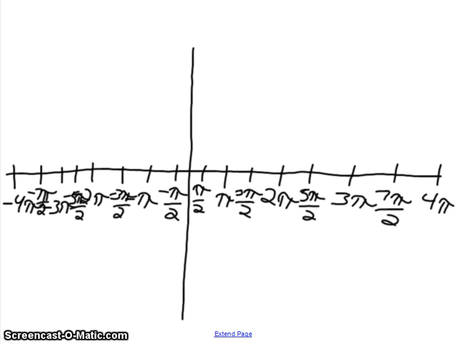What's the maximum that cosine can be? 1. What's the minimum that cosine can be? Negative 1. So the zeros are at all of the odd multiples of pi over 2, right? Oh, that one's wrong. Pi over 2, 3 pi over 2, 5 pi over 2, 7 pi over 2.